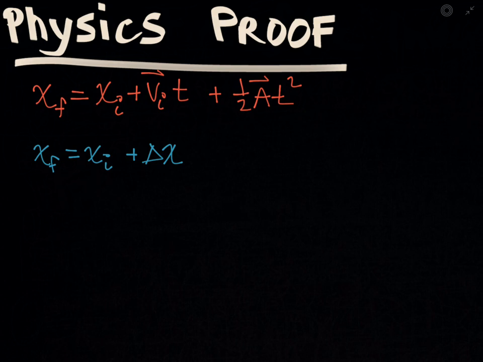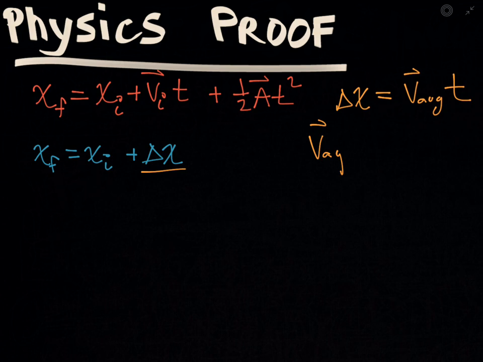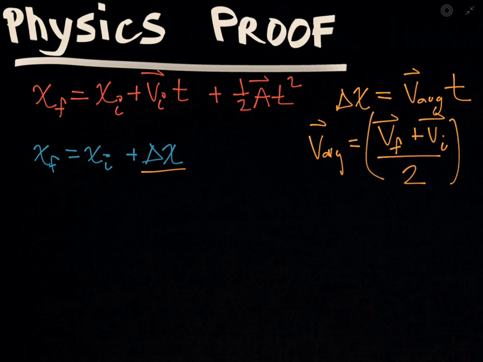We also know that the change in position is going to be represented by delta x. We can say that is equal to the velocity times time, or the average velocity times time. And average velocity we know to be equal to the final velocity plus the initial velocity over 2. Right, so literally the average of the two velocities.